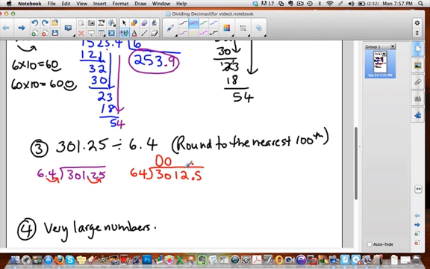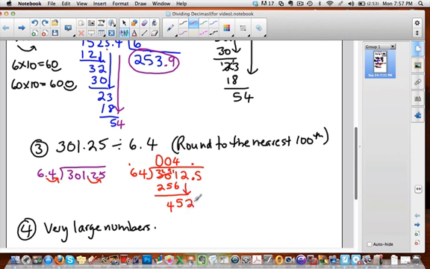Let's take a look at 4. 4 looks about right. 4 fours are 16, carry 1. 4 sixes are 24, 25. Make this a 29. We have 5, 4. There, 45. Okay, does 64 go into 45? Hold on, we have to bring down the 2.